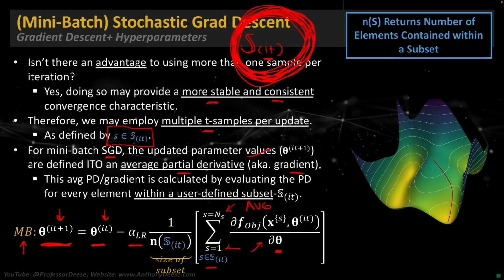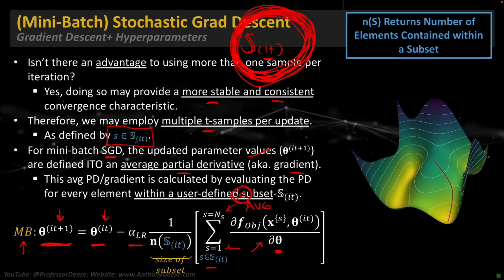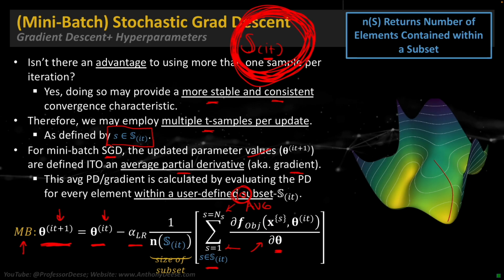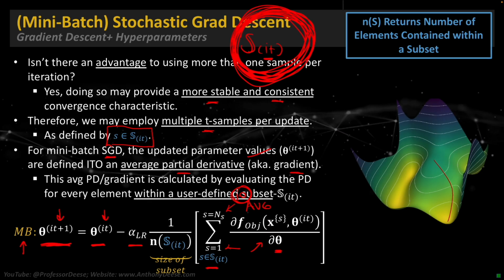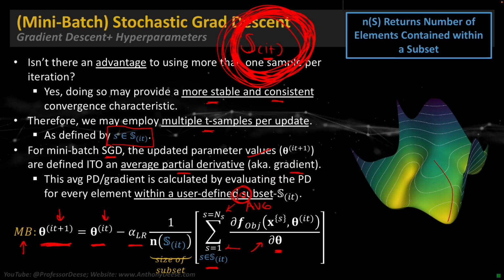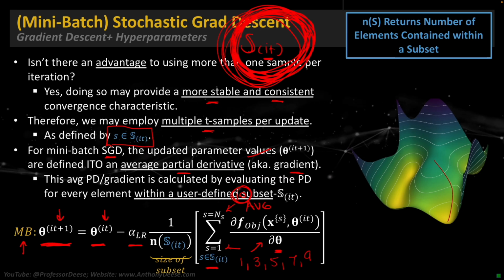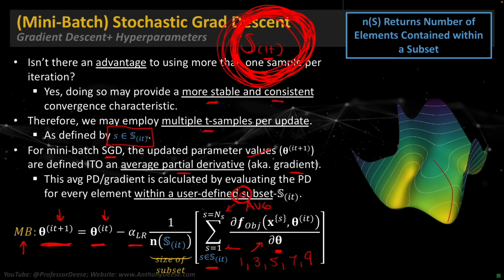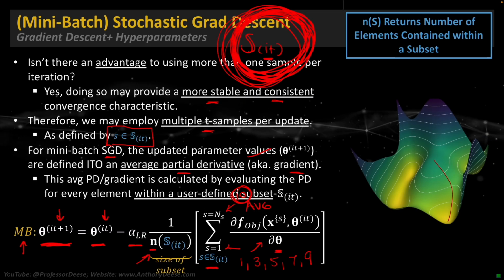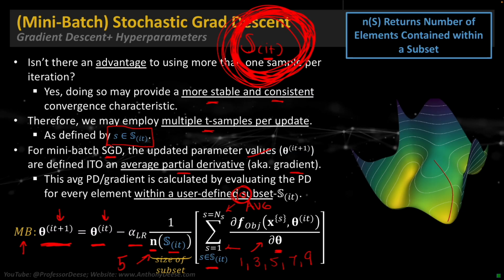If we're thinking about that example that we just discussed, this would be a value of 10. So we would go from 1 to 10. However, this sum has a constraint that we only consider the elements that fall within the appropriate subset. So again, if we're looking back at that example, this sum would consider only the first, the third, the fifth, the seventh, and the ninth elements. And in order to calculate the average, we divide by the n function applied to the subset, which in this case would give us a value of 5.